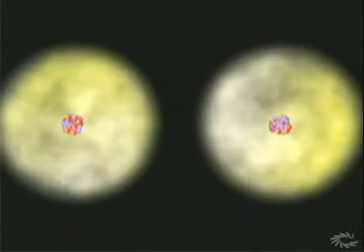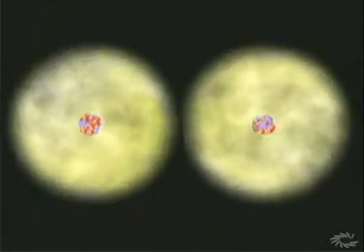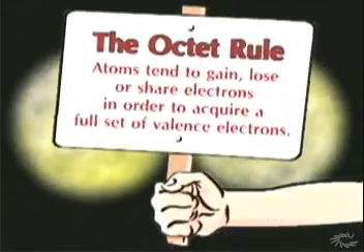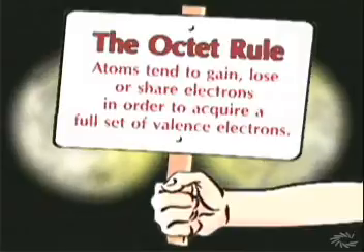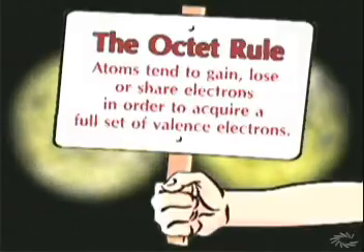Elements do not interact in a random way. Each atom attempts to interact with other atoms so that the electron configuration of its outer valence energy level is full. It does this by borrowing, lending, or sharing electrons. This is known as the octet rule.